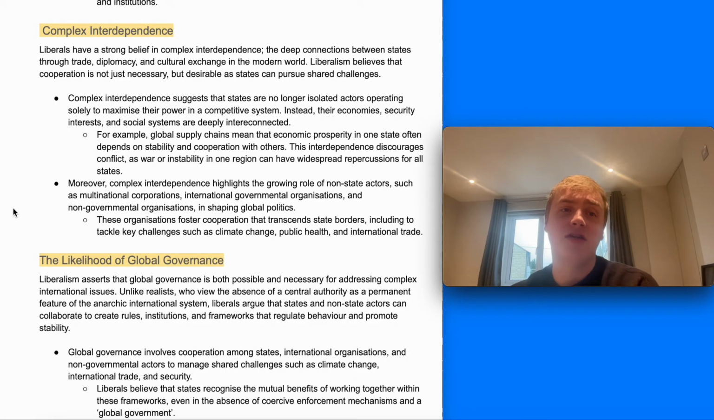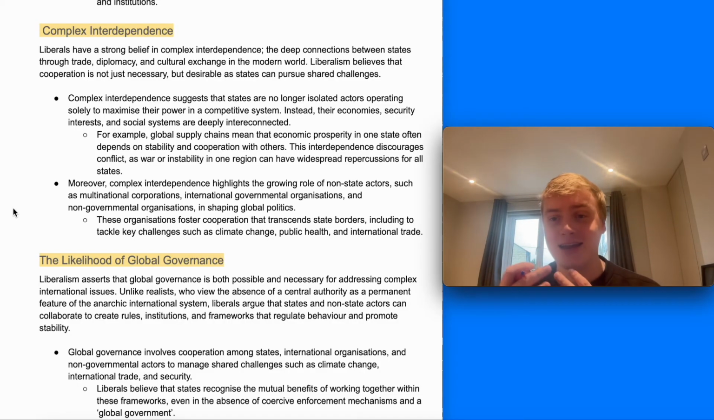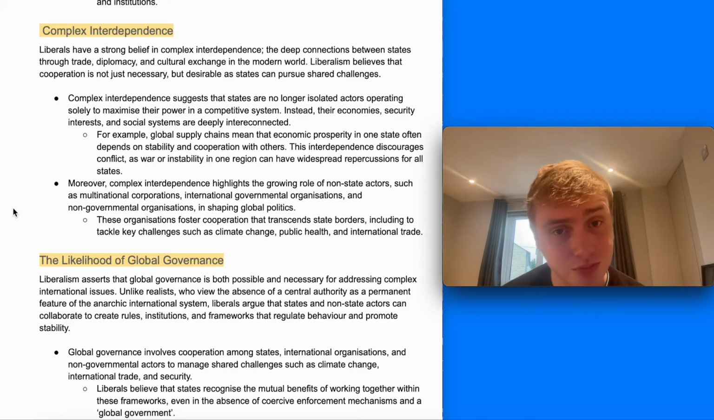And this kind of results in the fact that cooperation is not just necessary, it's desirable as states can pursue shared challenges. Because economies are so interlinked, if they go to war, they really damage each other. Of course, that always happened, but the damage is so much greater and they damage the whole of the international community. And that leads to more cooperation rather than conflict.